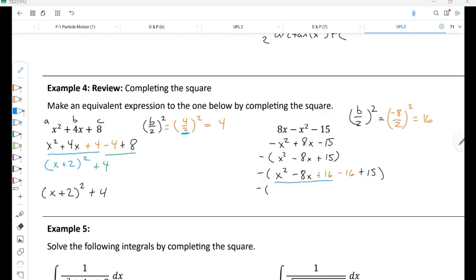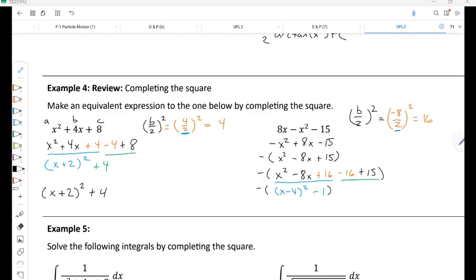X squared minus 8x plus 16 is going to factor into x plus or minus whatever was there before you squared it. So this is going to be x minus 4, but squared. And then I've got to do minus 16 plus 15, which is -1. Okay. All right, close my parentheses out. I've done completing the square.